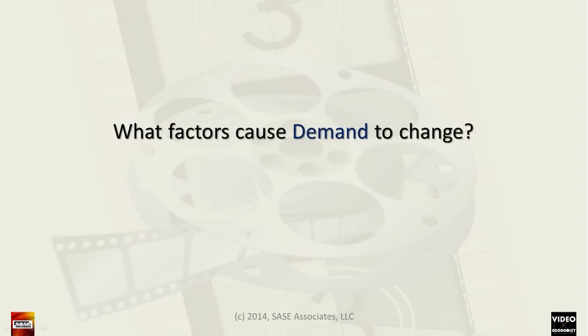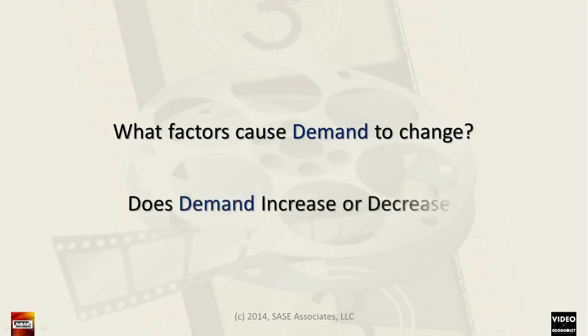Next, we look at demand. First, we identify major factors that cause demand to shift. Depending on whether the factor increases or decreases, we have certain expectations about the movement of demand. Will demand increase or will it decrease?